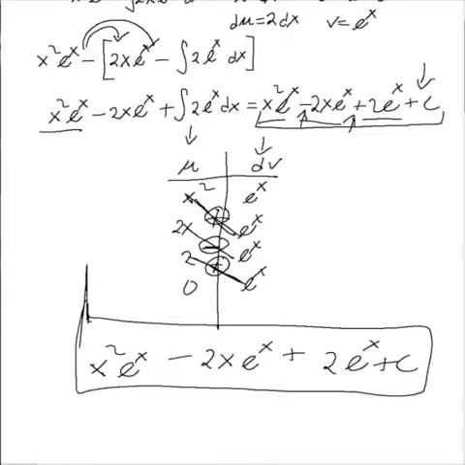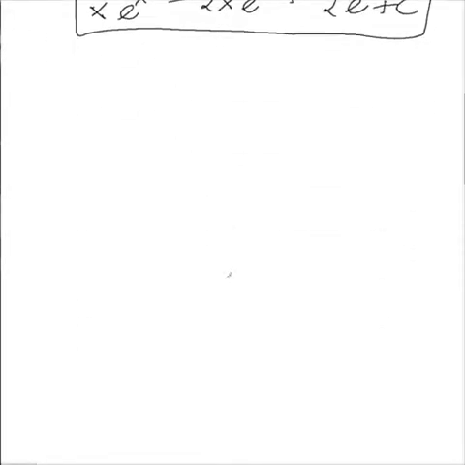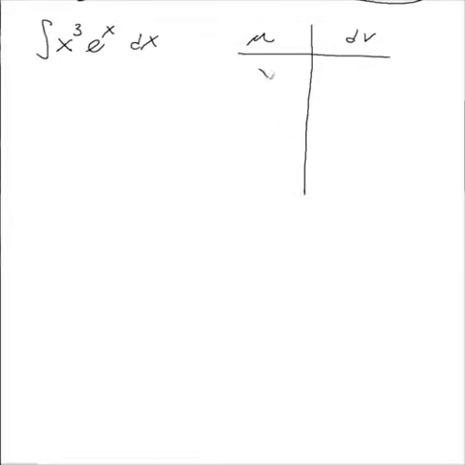Now, let me scroll down, and let's do the same example without going through the trouble, and just do the column right away. So let's take a look at this one. This is going to be the integral of x to the third e to the x dx. So according to our method, let's make a column for u and a column for dv. I think it's obvious what I'm going to do. This is going to be x to the third. This is going to be 3x squared. This is going to be 6x to the first. This is going to be 6, and then we stop at 0.